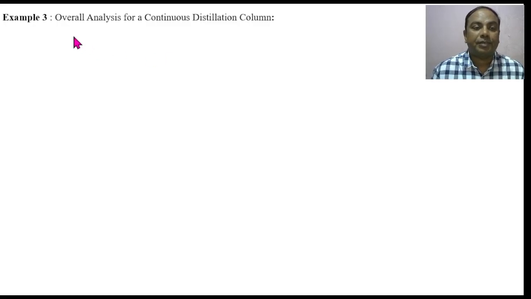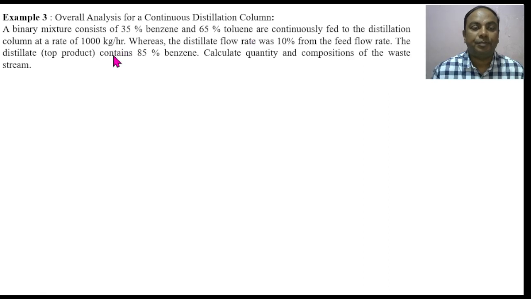Welcome all. We shall see the next problem on material balance. It's example 3: overall analysis for a continuous distillation column. So this is the problem. What is given in the problem?